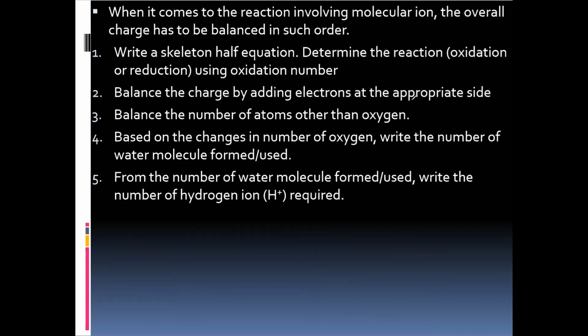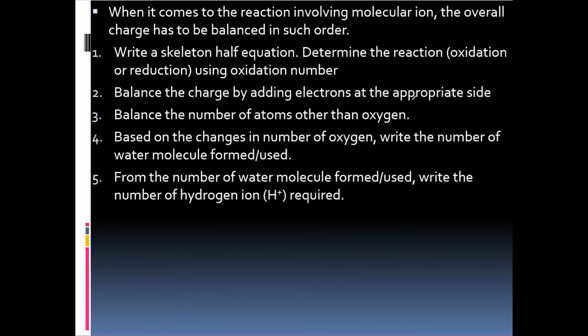Based on the changes in number of oxygen, write the number of water molecules formed or used. So if there are cases whereby we have changes in oxygen, oxidation also has to do with the addition of oxygen to something. So when something moves from having 2 oxygen to having 3 oxygen, oxidation has also occurred. But we don't add oxygen to balance up such an equation. What we do is we add water to make up for the oxygen formed. It will be clearer when we solve the examples.